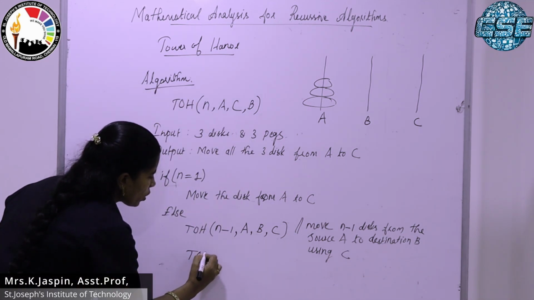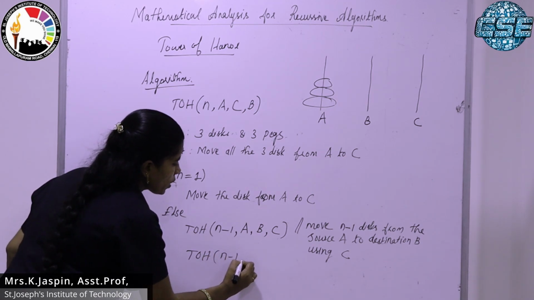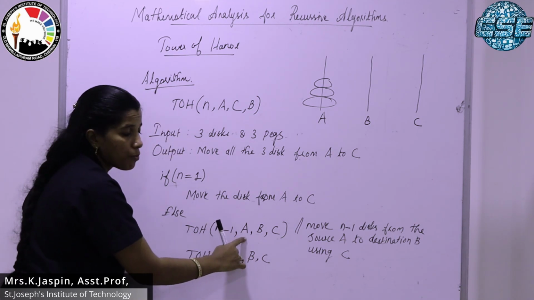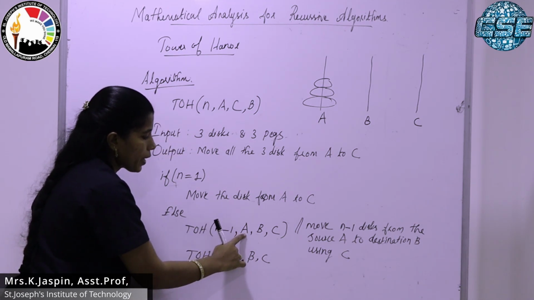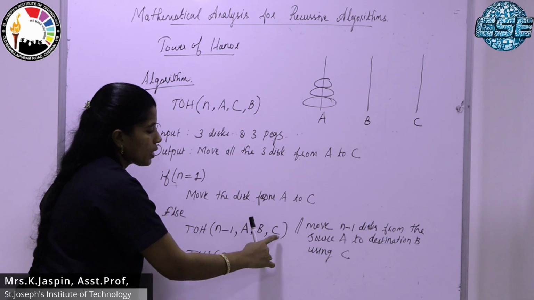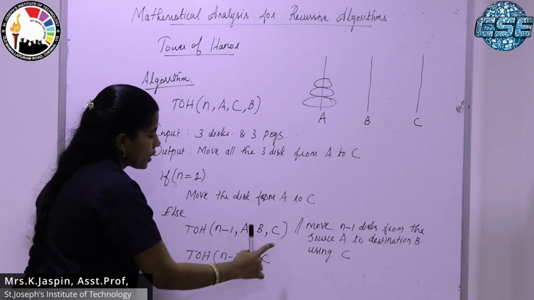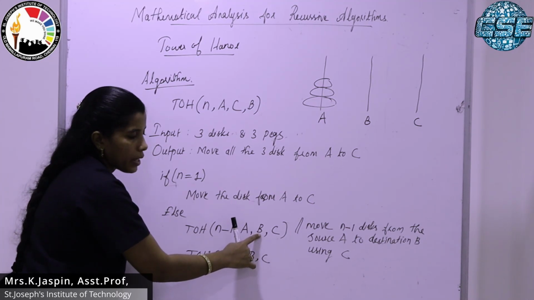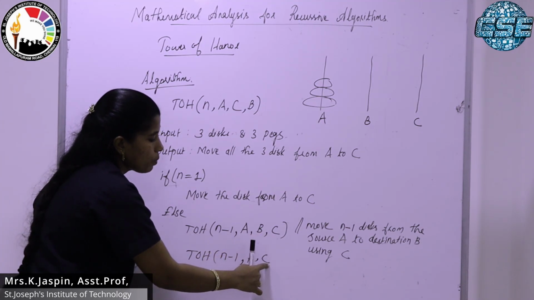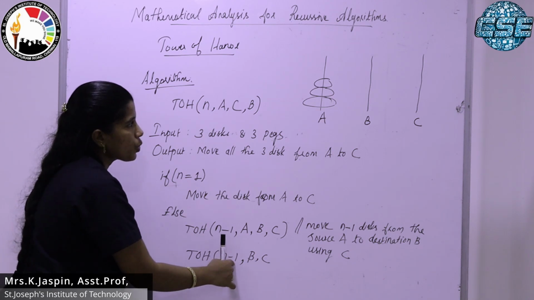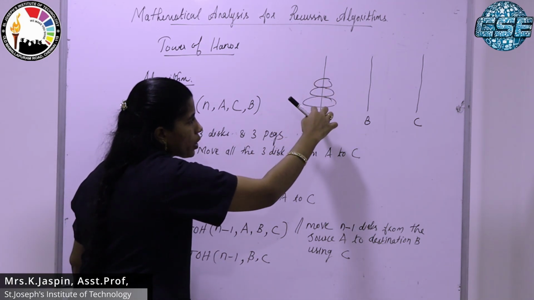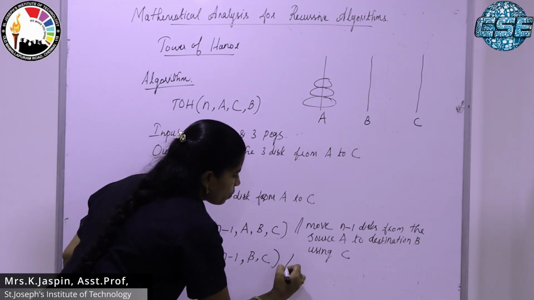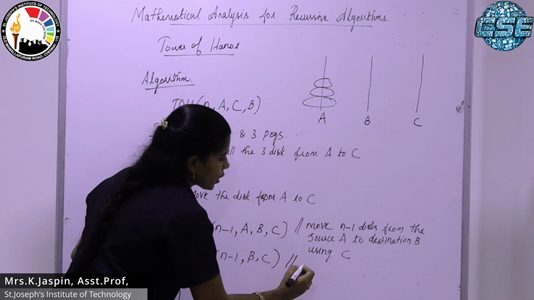Again, I need to call recursively for n minus 1 disks from B to C. Initially we have moved n minus 1 disks from pillar A to pillar B by using C as an intermediate pillar. After that, the source pillar is B. From B to C I need to move the n minus 1 disks to get all the disks arranged in order as per the input given. So I am calling this function recursively to bring all the 3 disks to the destination pillar.